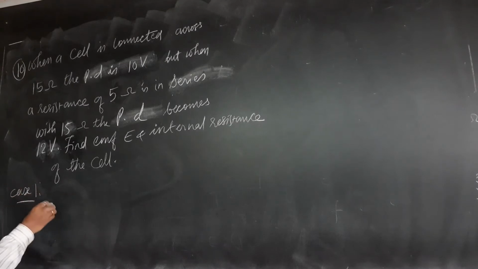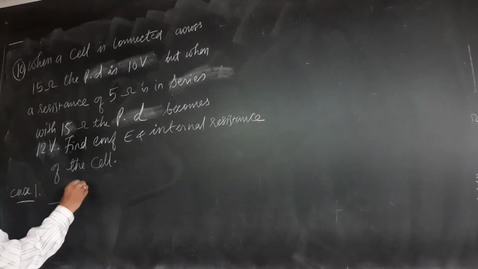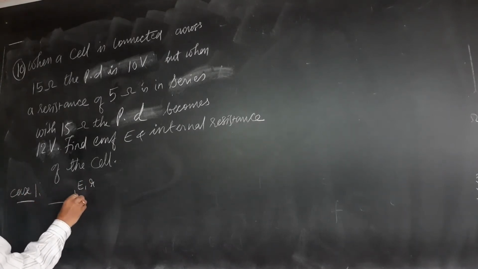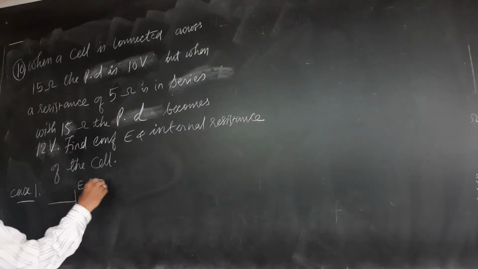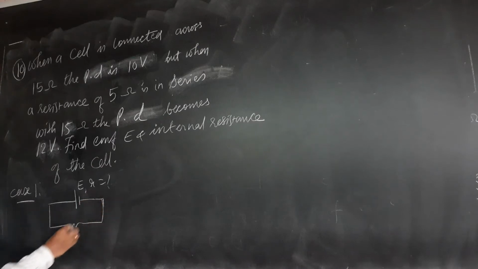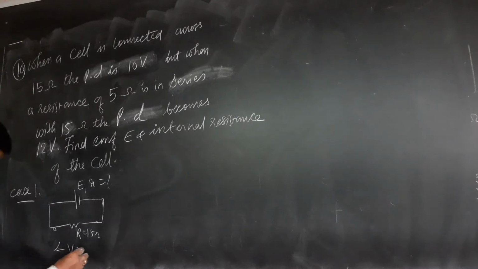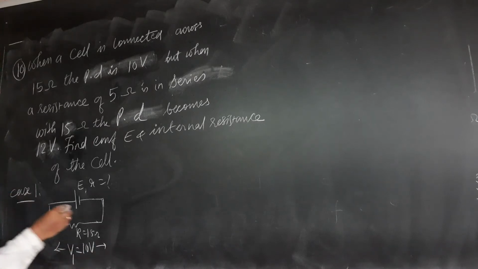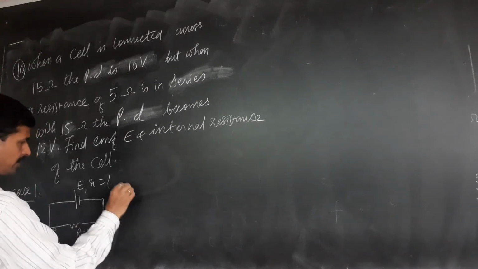Case 1. A cell is connected whose EMF, God knows, and internal resistance also, God knows. When this cell is connected across a resistance of 15 ohm, the terminal PD V becomes 10 volt.